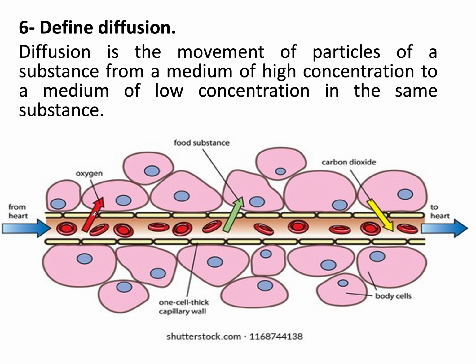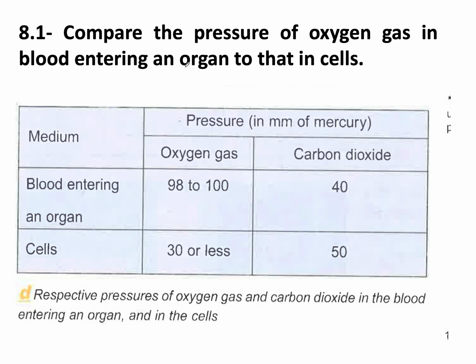So how does this exchange of oxygen and carbon dioxide take place? It takes place from a medium having high pressure to a medium having low pressure, based on a mechanism or phenomenon called diffusion. So diffusion is very important. Diffusion is the movement of particles from a medium of high concentration or pressure to a medium of low concentration of the same substance, as we learned before.